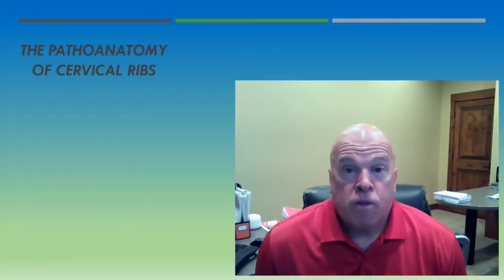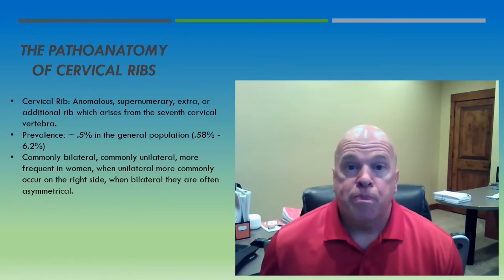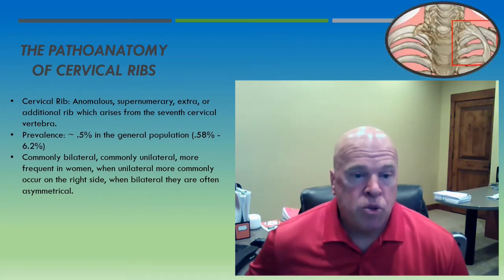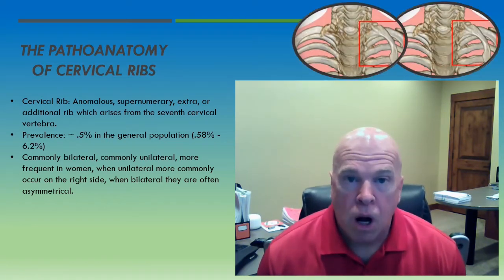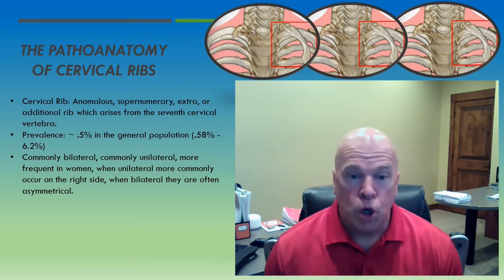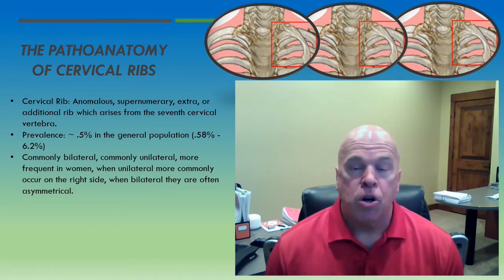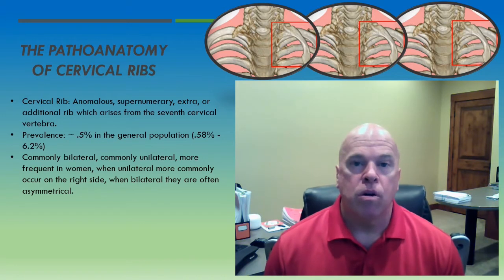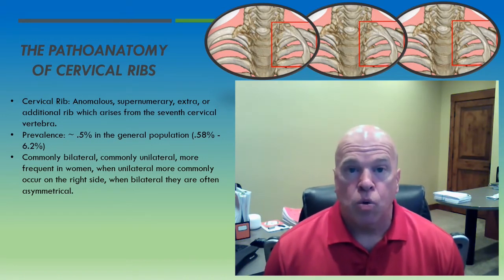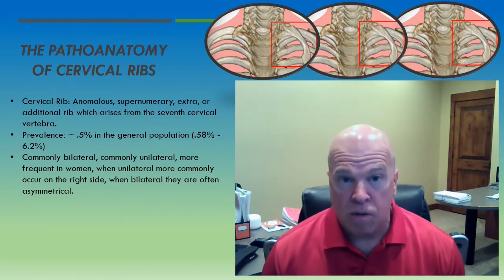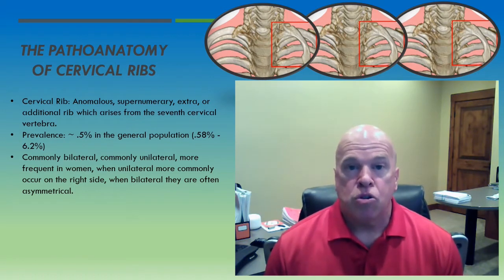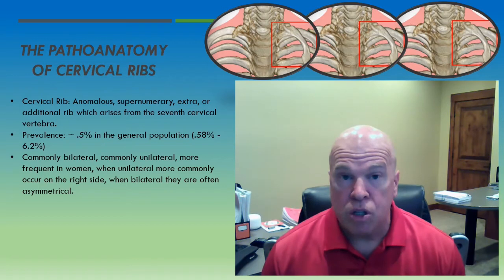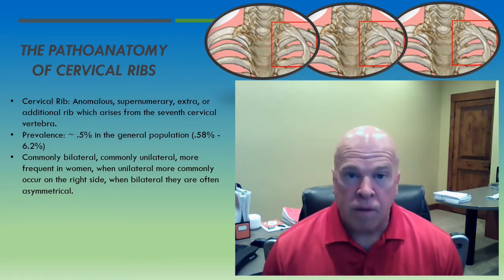Okay, so let's go over some of the anatomy of these cervical ribs. So cervical ribs, as you know, are anomalous, supernumerary, extra or additional ribs which arise from the 7th cervical vertebrae. Now, cervical ribs can arise from any of the cervical vertebrae because cervical ribs arise from mesenchymal tissue that's present in each of the cervical vertebrae.